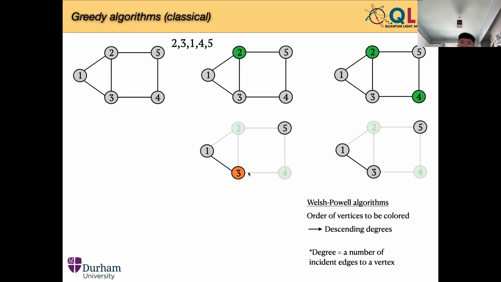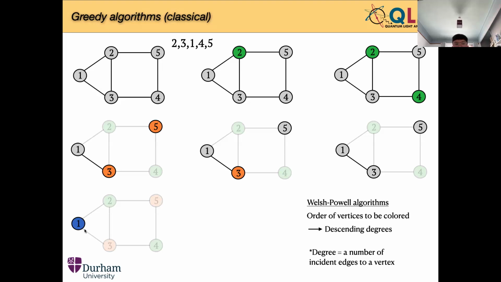Again, we start by coloring vertex 3, and then vertex 1, but vertex 1 is connected to 3. So basically only vertex 5 can be colored with the orange color. Finally, we remove the orange set, and we only have vertex 1 left, which can be colored with the last available color, the blue color. So the overall answer is this one, which is the optimal graph coloring that we are looking for.